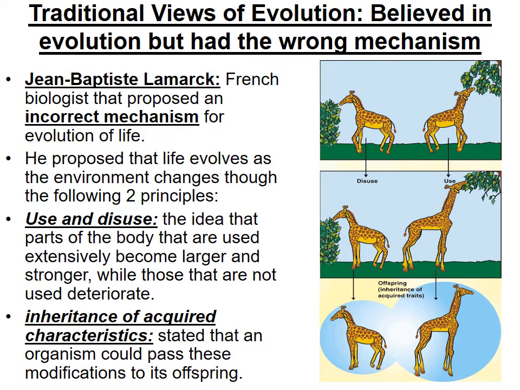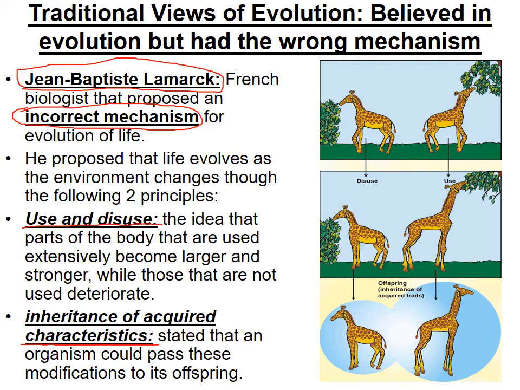Another scientist that came to light later on is a French scientist named Jean-Baptiste Lamarck. He believed in the idea of evolution. He understood that populations could change over time, and that was great, but the problem is he proposed an incorrect mechanism. He proposed the idea of use and disuse, and an inheritance of acquired characteristics.